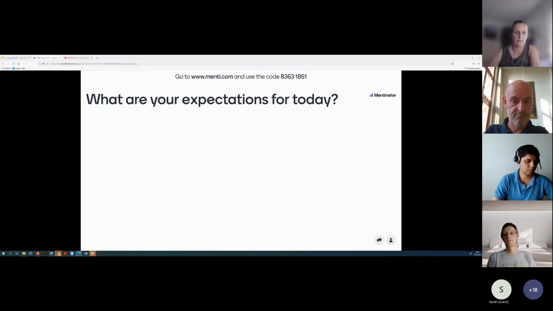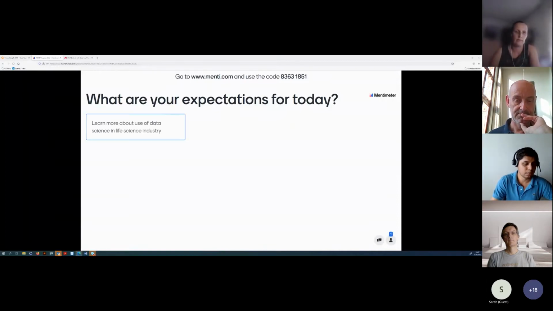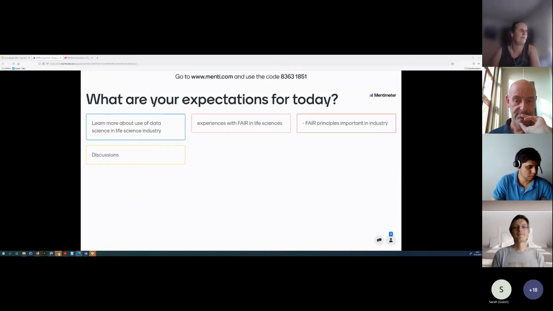This question is on your screen. What are your expectations from today's event? What do you expect to learn? You have the Mentimeter link on top of the slide, and then there is a number next to it. When you open mentimeter.com, you will see an area where you can input this number. Please feel free to register your responses.